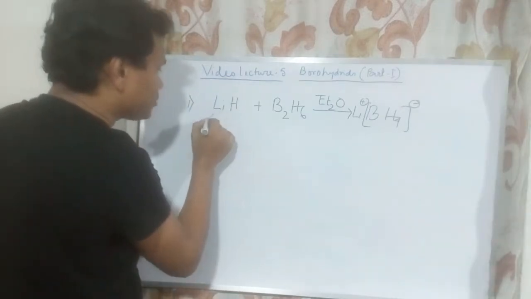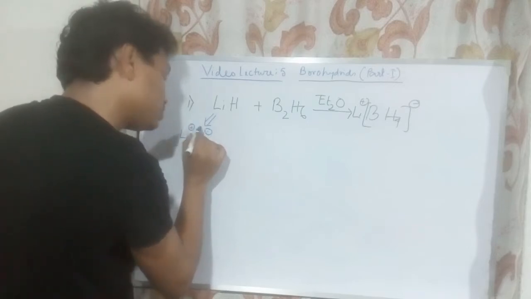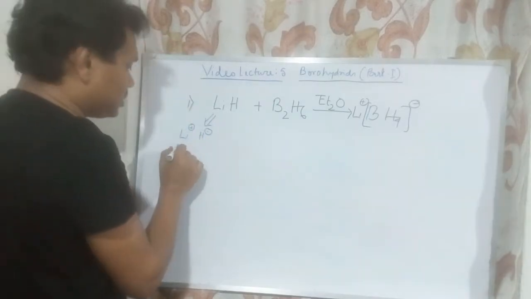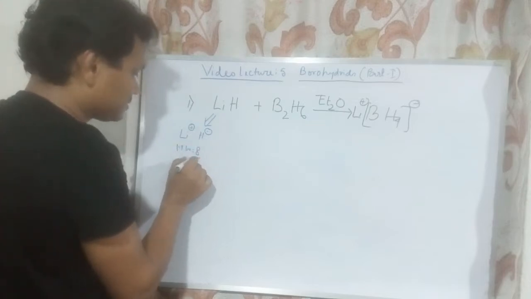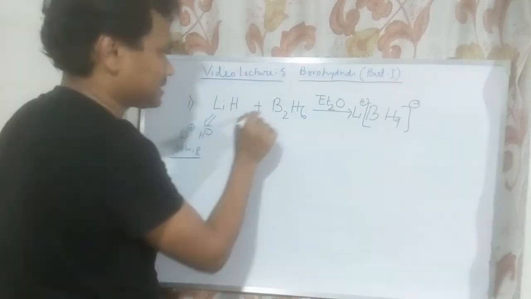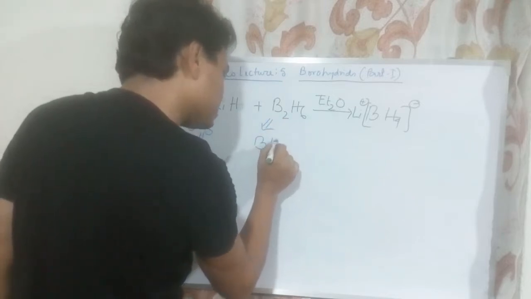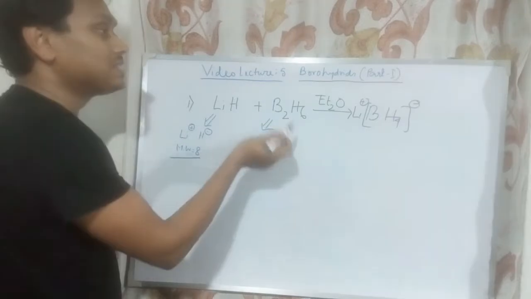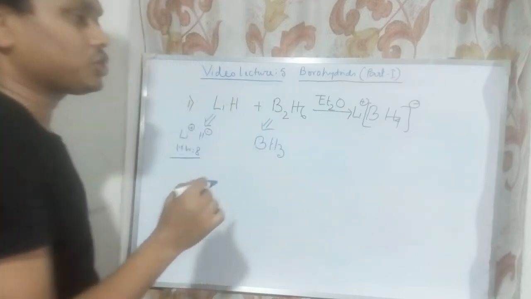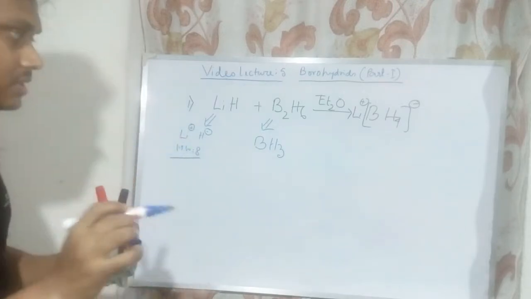For example, lithium hydride could be considered as lithium plus and hydride minus, because I told you in my previous video this is the smallest molecular weight ionic compound, where the molecular weight is 8. So this is lithium plus and hydride minus. And B2H6 is a dimer of BH3. Although it is a little bit more stabilized compared to BH3 due to the formation of 3-center 2-electron bonds, which I explained in detail in my previous video. So you can read it and understand.